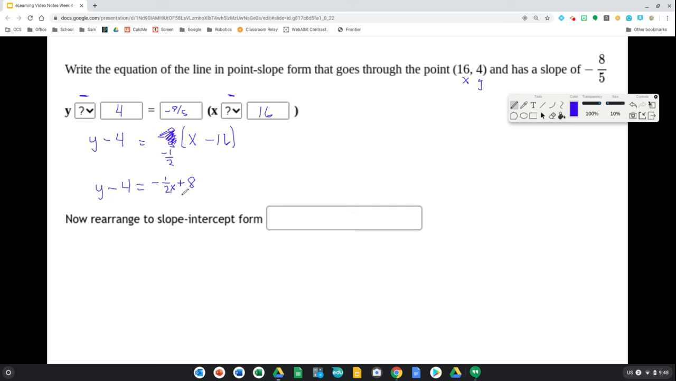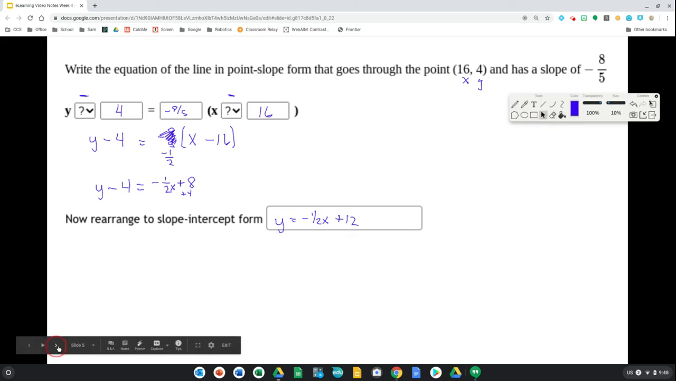We're going to add 4. And so when you do, you're going to get y is equal to negative 1/2 x, 8 plus 4 is plus 12. And so that would be the equation in slope-intercept form. And so we're going to write the equation in point-slope form and then rearrange it into slope-intercept form on your assignment today. So that's what you're going to be working on.